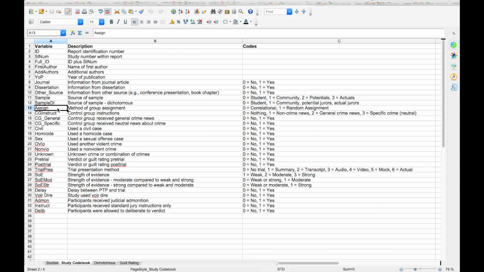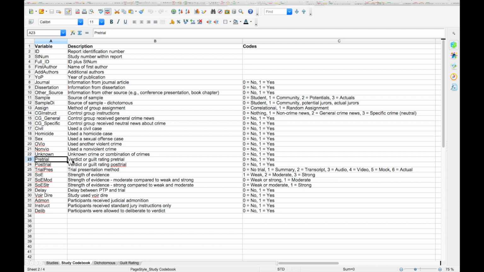We coded on group assignment, whether it was a correlational study, as was the case in studies using real trials, or whether they used random assignment to decide what pretrial publicity people should be exposed to. We coded the instructions the control group received, whether that was general crime news, neutral news about the crime of interest, what kind of case it was, a civil case, homicide, a sexual assault case, a small number that used another violent crime besides homicide or sexual assault, a nonviolent crime such as burglary or breaking and entering, or an unknown crime or combination of crimes.